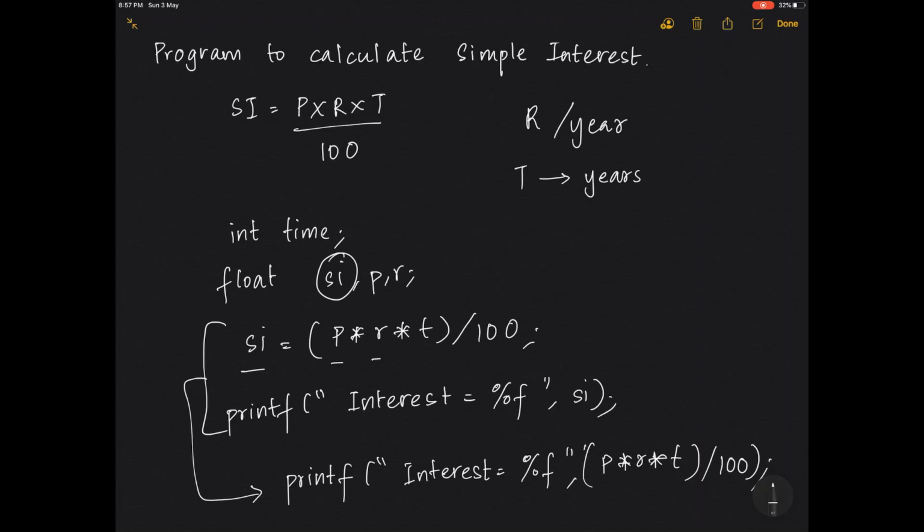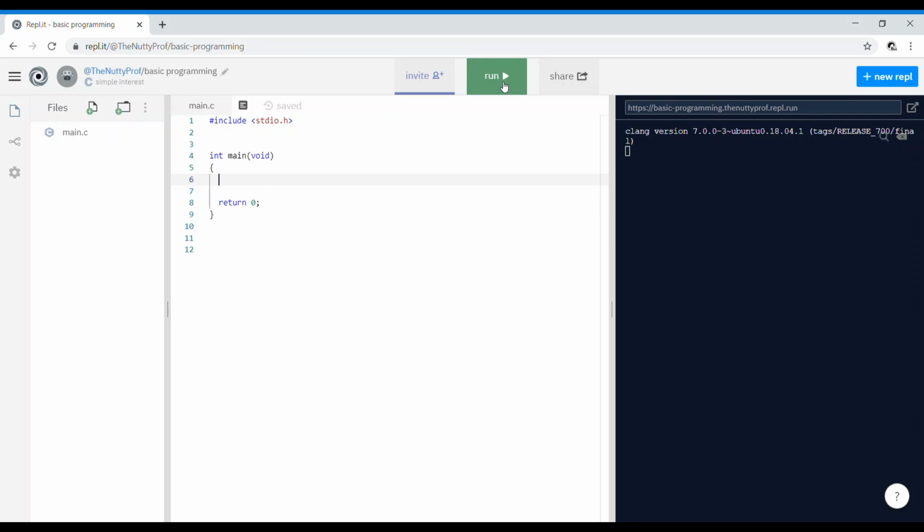We'll execute this in the code. So let's start declaring the variables. I need int for time and the remaining shall be float. So float will be SI for simple interest, and then I'll have principal as PRIN, and rate I'll have as rate itself.